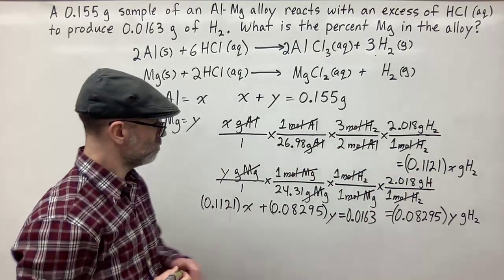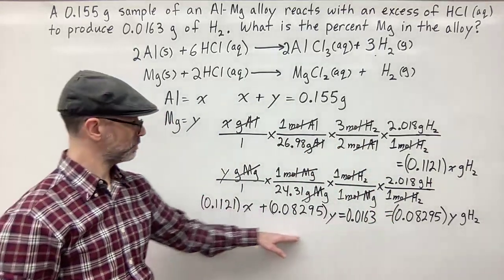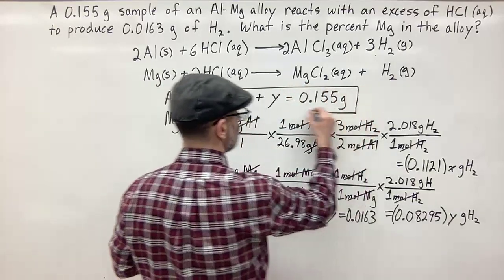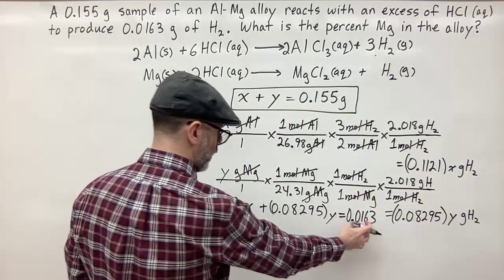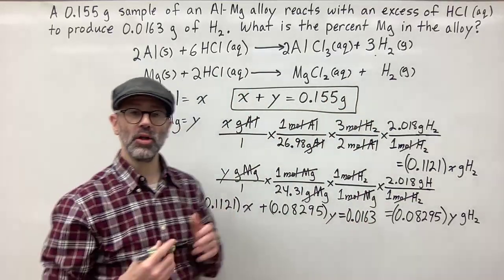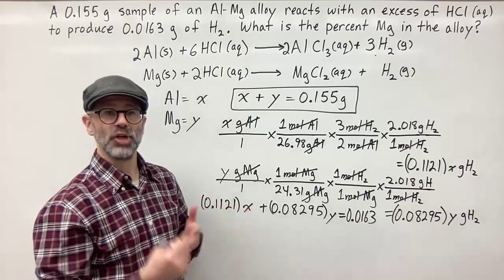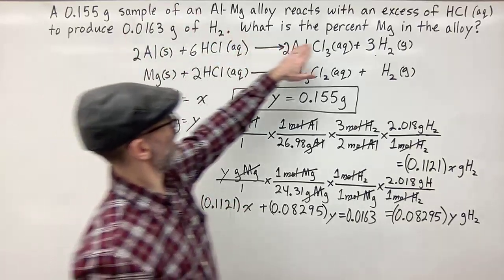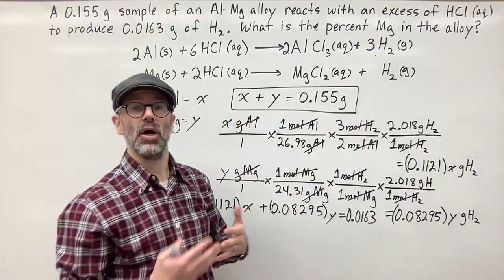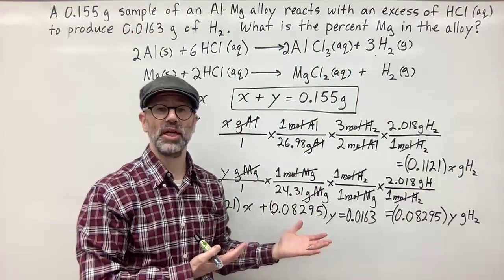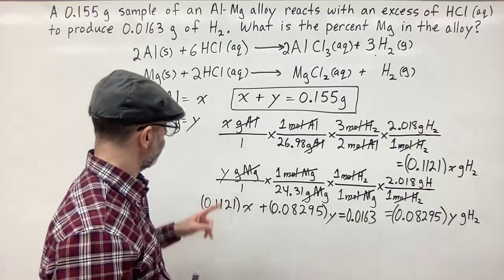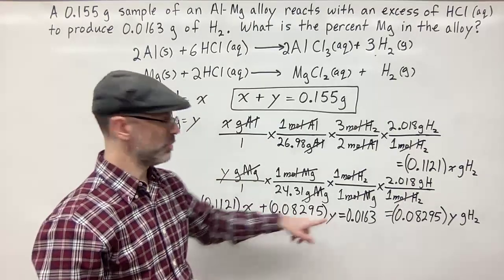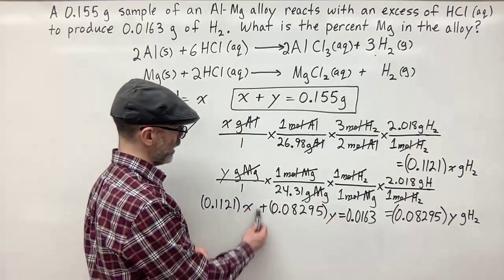0.0163. So there's my second equation. I have my first equation here, and I have my second equation here. Now all I need to do is start solving for magnesium because they want the percent magnesium. So I need to know the number of grams of magnesium in my sample. Magnesium is Y, so I want to solve for Y, which means I'm going to have to substitute X.